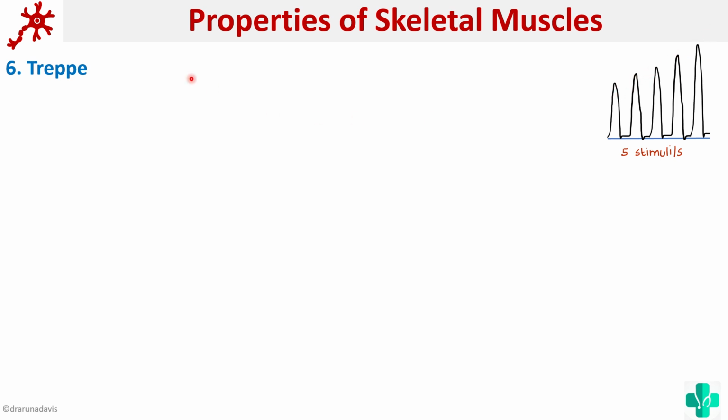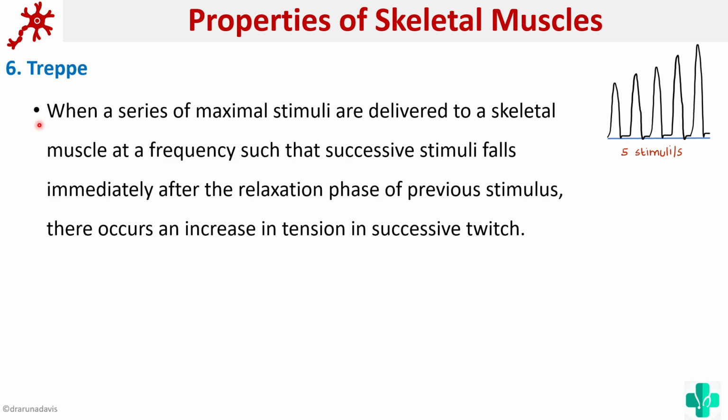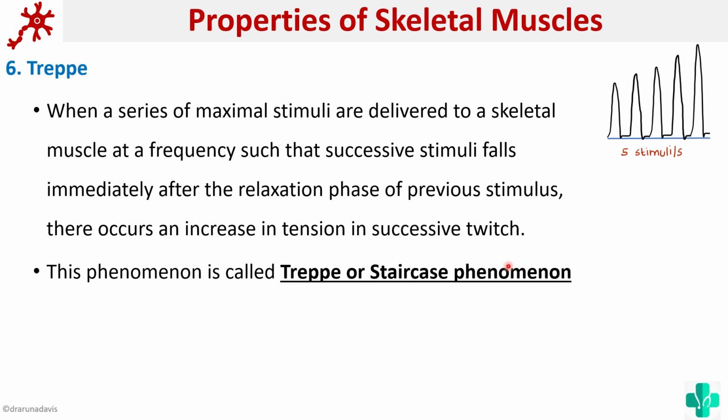Now this is called treppe or staircase. So when a series of maximal stimuli are delivered to the skeletal muscle at a frequency such that the successive stimuli fall immediately after the relaxation phase of the previous stimuli, then there's an increase in tension in the successive twitch, and that is called treppe or staircase phenomenon.